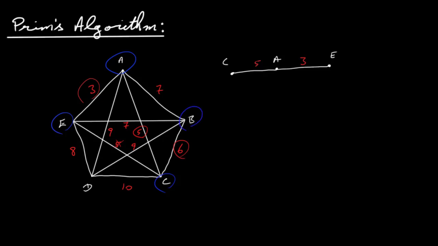Okay, so let's draw that one then. So we're going from C to B, so let's draw that. I'll just come down this way to B, and I'll put in that weight there of 6. So we have 4 of the vertices now, so we've 1 left.